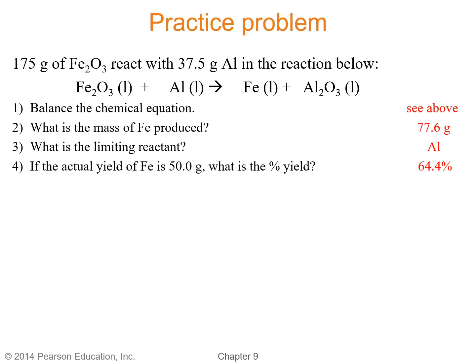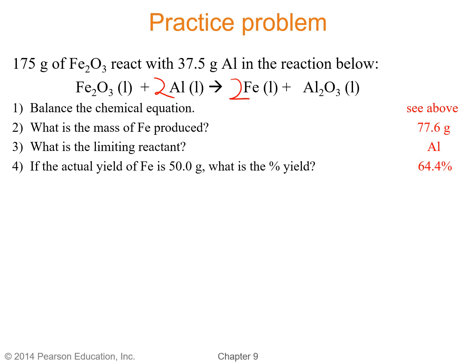So let's take a look at this practice problem. 175 grams of iron 3 oxide react with 37.5 grams of aluminum in the reaction below. So I give you the reaction and I ask you a couple questions about it. First question, is the reaction balanced? So no, it's not. We balance it by putting a 2 in front of the aluminum and a 2 in front of the iron.